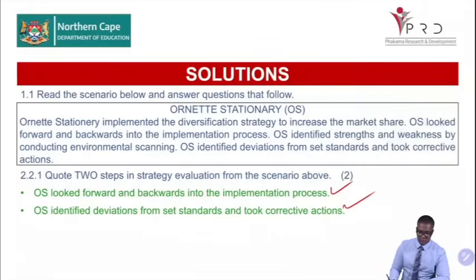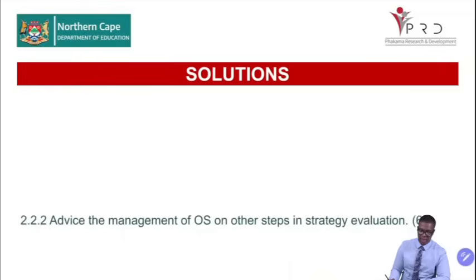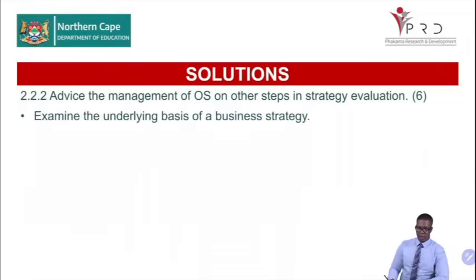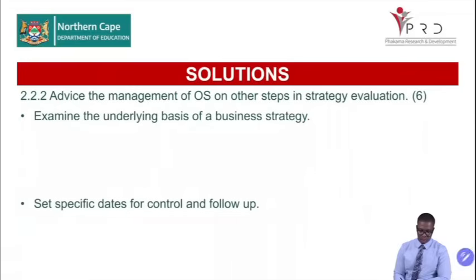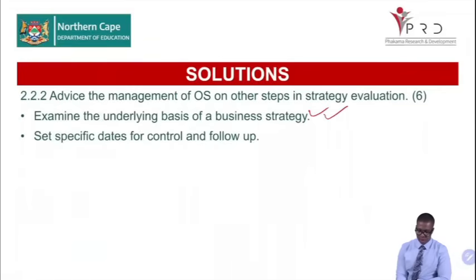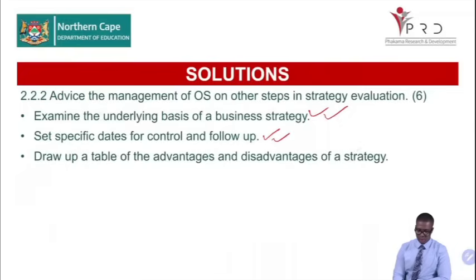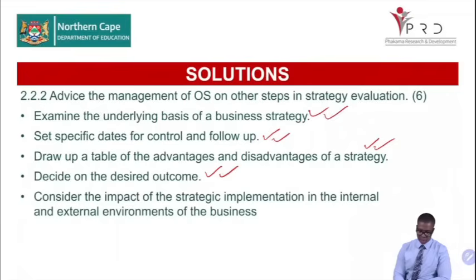Then we look into what? We look into the other strategic management or strategy evaluation processes. Examine the underlying basis of the strategy, set specific dates for control and follow-ups. Another one, draw up a table of advantages and disadvantages of a strategy. Then another one is decide on the desired outcome. Then another one is consider the impact of the strategic implementation in the internal and external environment of the business. That should be considered to be steps in strategy evaluation.